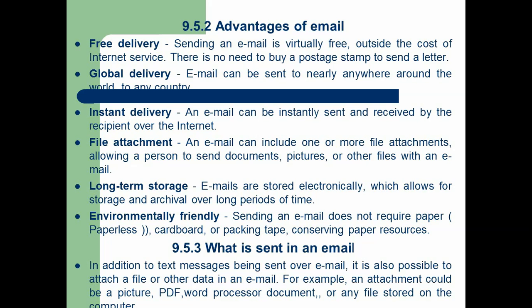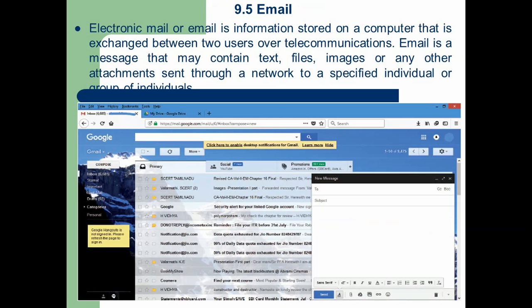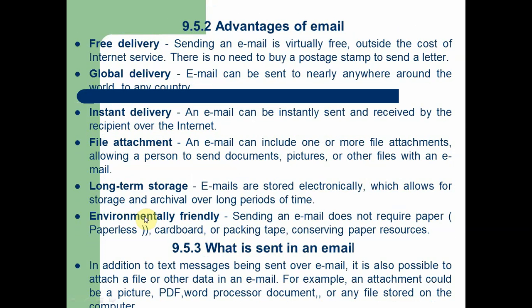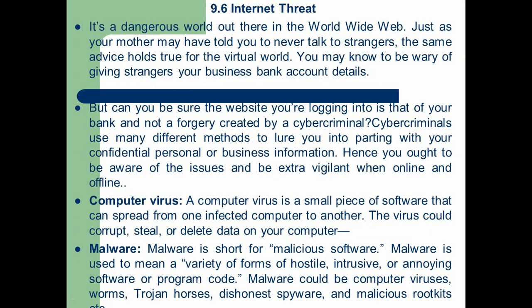Next is what can be sent in an email. In addition to text messages being sent over email, it is possible to attach a file or other data in email. An attachment could be a picture, PDF, word processor document, or any file stored on the computer. The sent folder in the email account displays all the information about sent mail. If you send a message, the message is also stored in your sent box of the email account. So these are the important features, different components, and advantages of email.